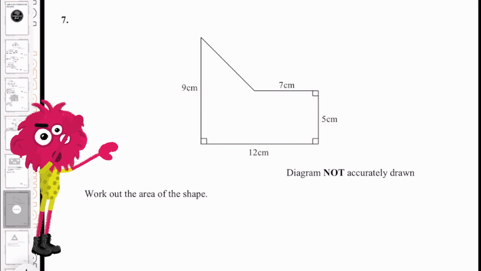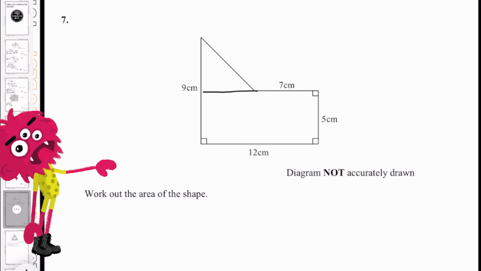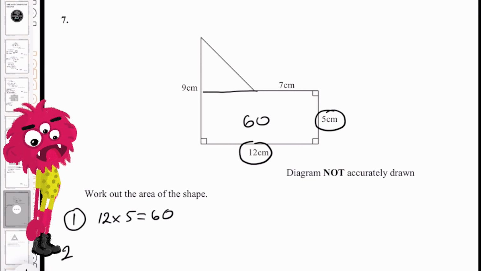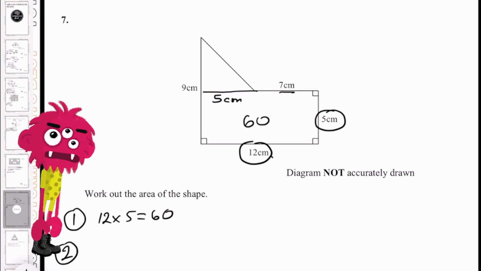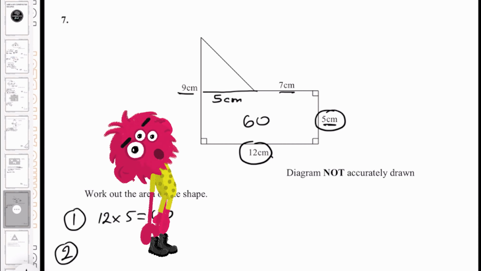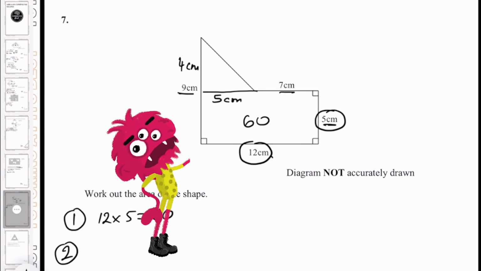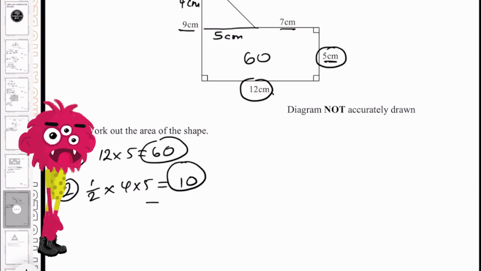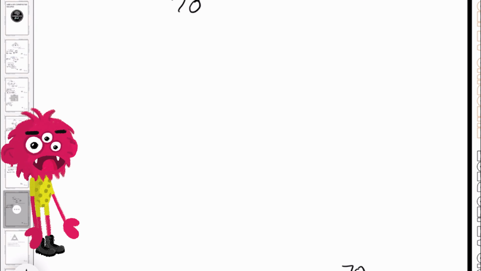So as you have now become experts, let's go ahead and divide this into 2 shapes here. Let's work out the area of the rectangle, which is 12 centimeters times 5 centimeters, which gives us 60. And then let's go ahead and work out the base of our triangle here, which is again 12 take away 7, which gives us 5 centimeters. And then again, 9 take away 5, which gives us 4 centimeters. So now we have our height and our base. So we can have a half times 4 times 5, which gives us 10. And if we get the sum of these two, that gives us 70 centimeters squared. Let's now move over to question 8.